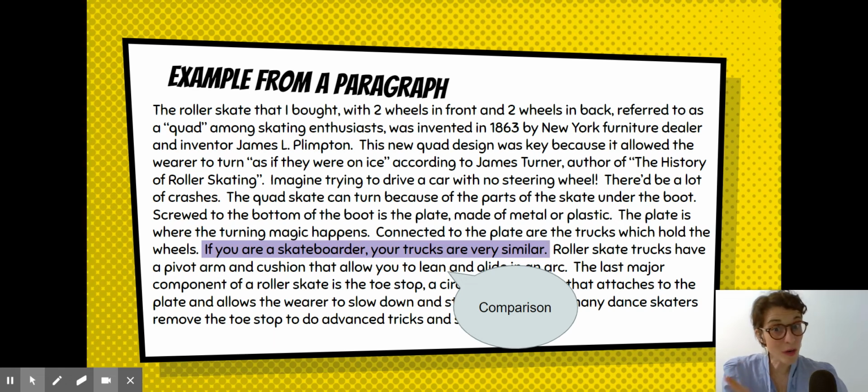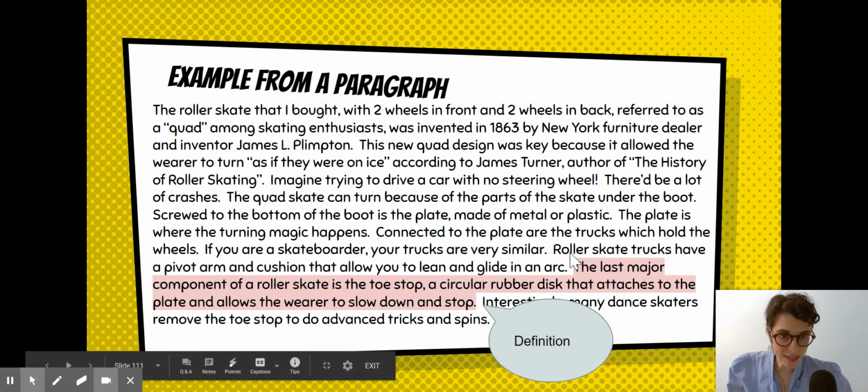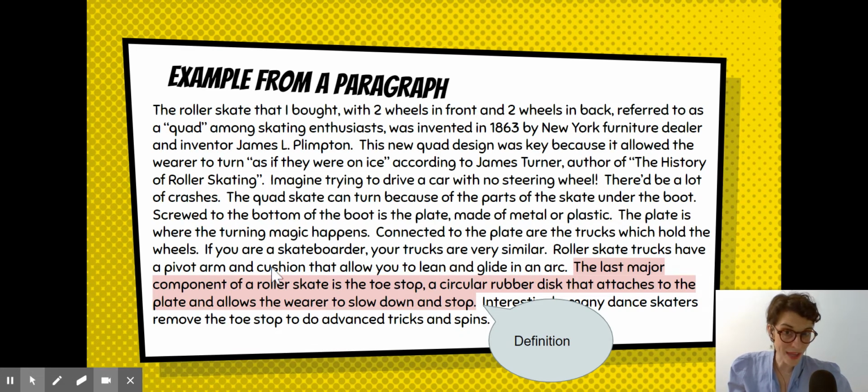Now I give a comparison. If you are a skateboarder, your trucks are very similar. Honestly, I'm not a skateboarder, but I know people who are, and they've mentioned, I have trucks too. So I thought that was a way to connect with someone who might have a comparison there. Roller skate trucks have a pivot arm and cushion that allow you to lean and glide in an arc. Again, there's a fact. I'm also defining some key terms.